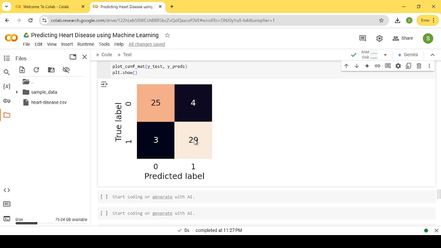So 29. These are the true positives. 29 cases are the instances of the positive classes that were correctly predicted as positive. So the machine learning model, the logistic regression model that we've chosen and tuned, was able to predict 29 cases correctly where the patient has a heart disease.